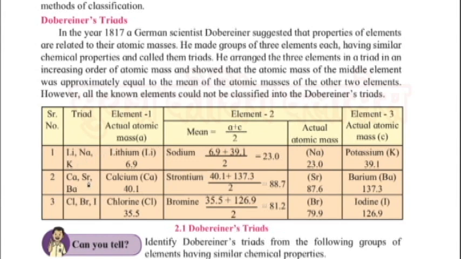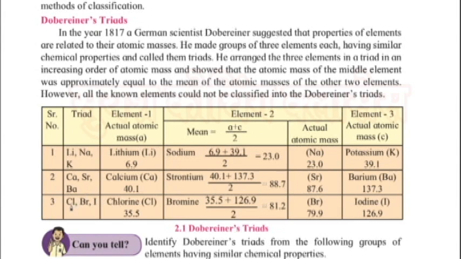The second example is calcium, strontium and barium. So friends, calcium is the first element in this triad. It has atomic mass 40.1 and barium has atomic mass 137.3. If we take their mean or their average, it comes to 88.7. And in this triad, the middle element is what? Strontium. तो उसका एटॉमिक मास कितना है? 87.6. So approximately these figures are equal.